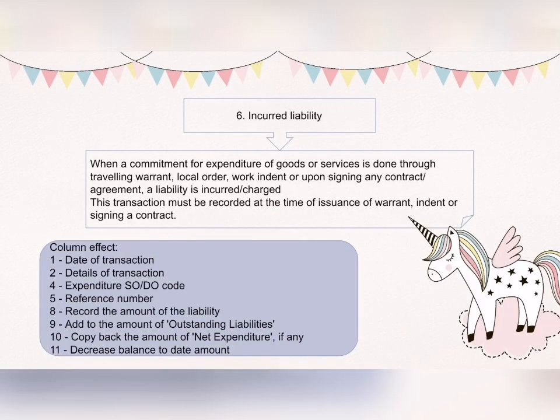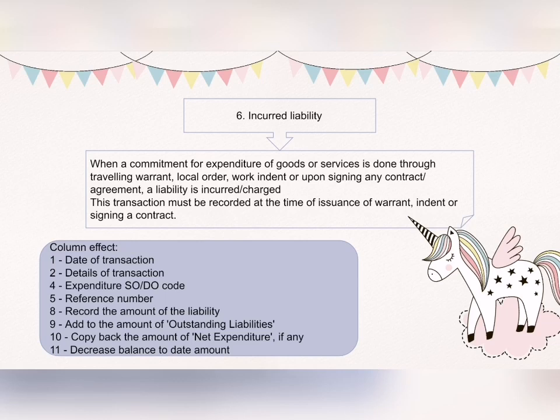Transaction number 6 is incurred liability. When a commitment for expenditure of goods or services is made through a traveling warrant, local order, work indent, or upon signing any contract or agreement, a liability is incurred or charged. This transaction must be recorded at the time of issuance of the warrant, indent, or signing of the contract. So there are three types of liability. First is direct liability. Second is a liability with a period of less than 12 months, and lastly a liability with a period equal to 12 months.